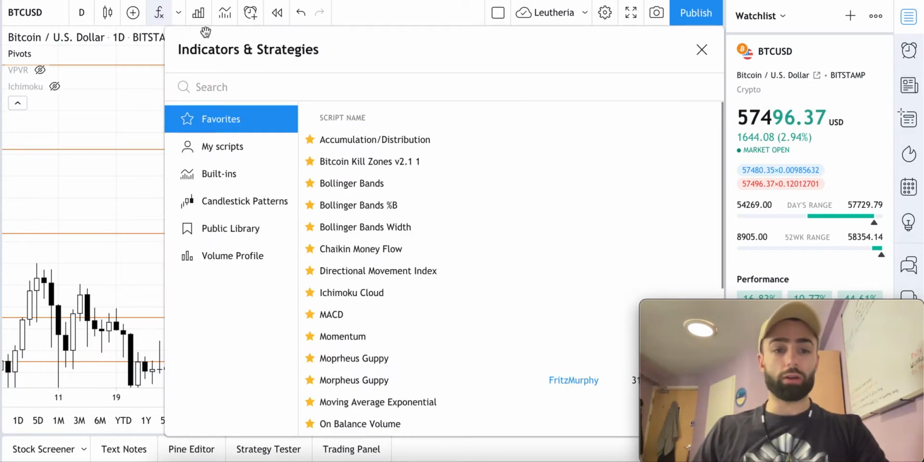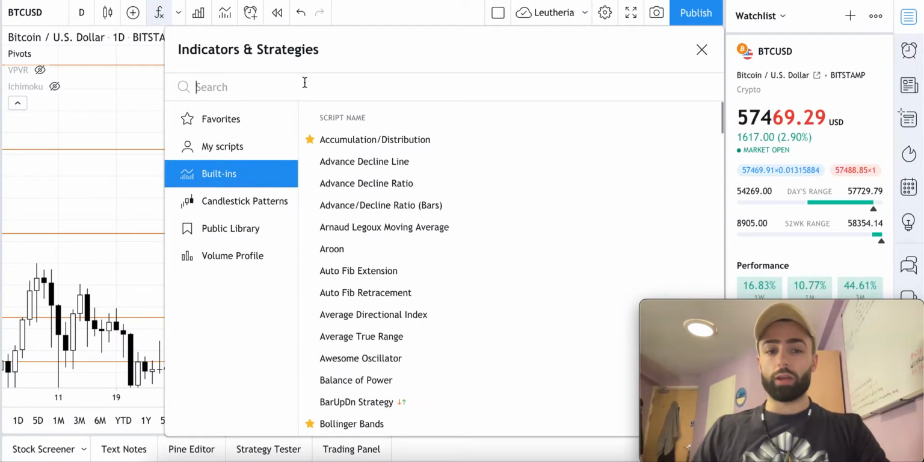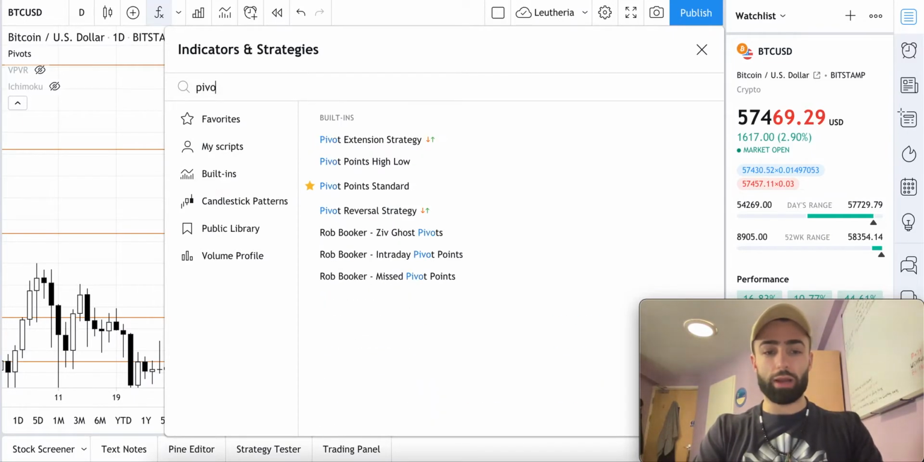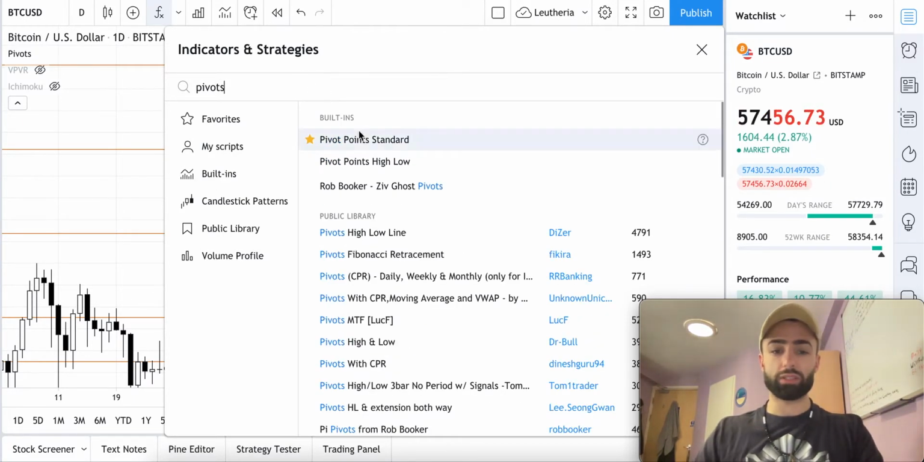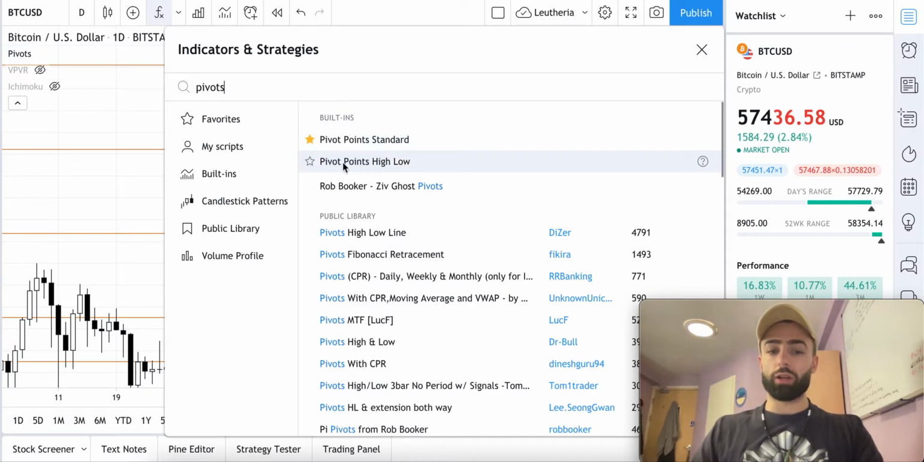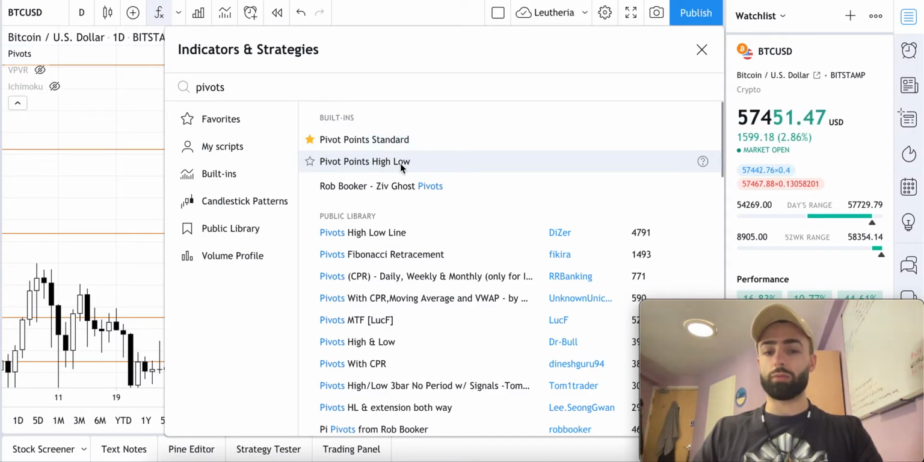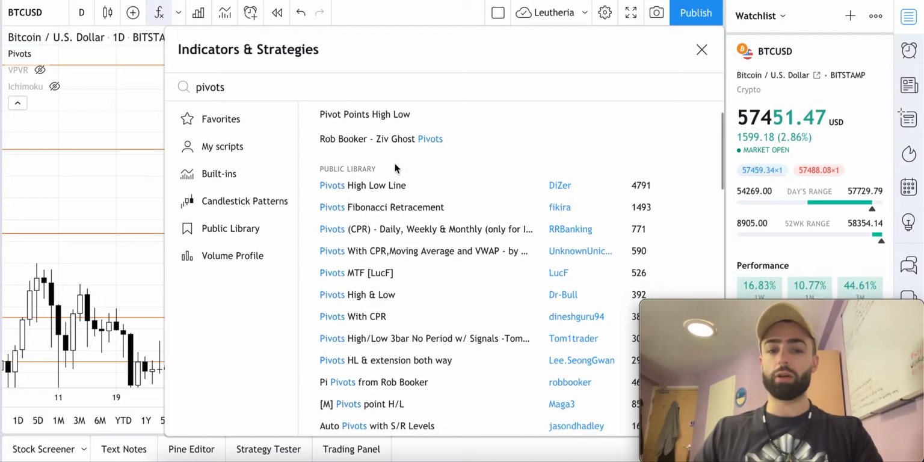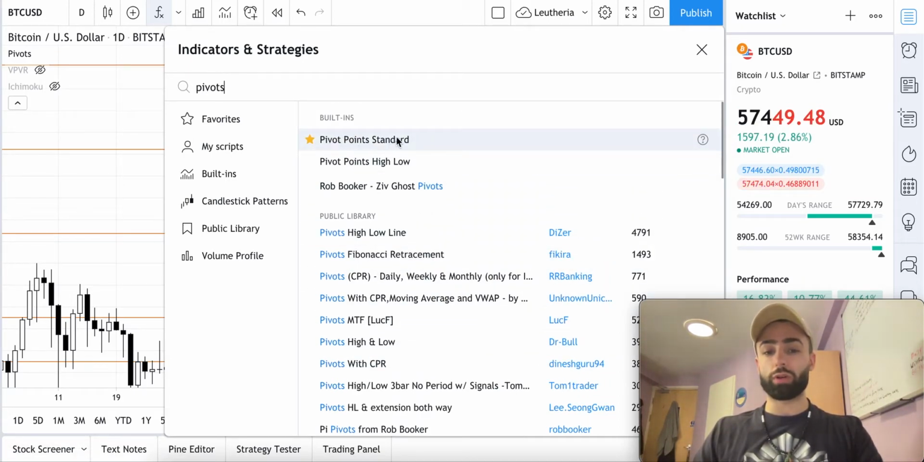And if we go to our indicators and strategies list here, we go to the built-ins, and we type in the word pivots. We will get the pivot points standard indicator right here, which I have favorited already. There's another one right here, which is pivot points high and low. That is not the one that we are talking about in this video. There's also a bunch of other pivots indicators here under the public library. So these are ones that different people in the community create. But for this video, we are going to be using the pivot points standard, which I already have pulled up right here.